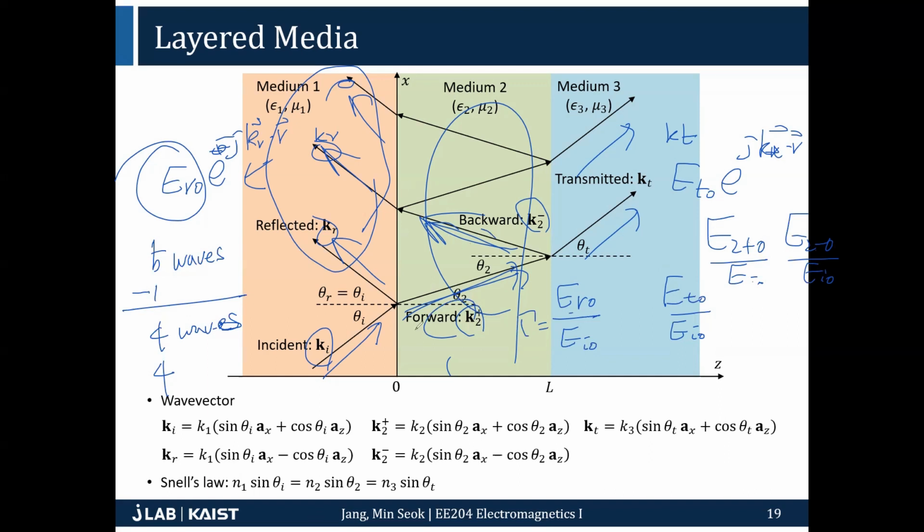And then we have 2 boundaries, boundary 1, boundary 2. Each boundary, we have 2 boundary conditions. So we have 4 boundary conditions, 4 unknowns. Problem solved, right? So that's another way to solve this problem.